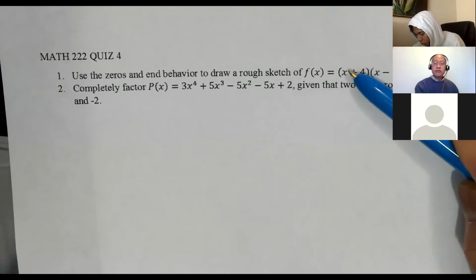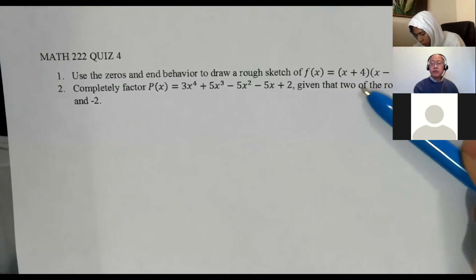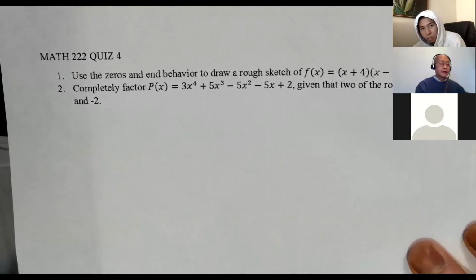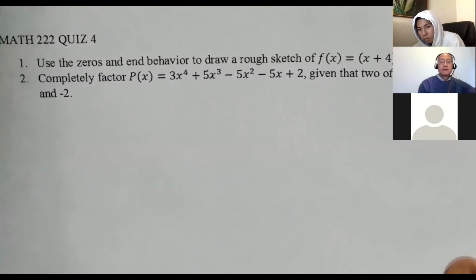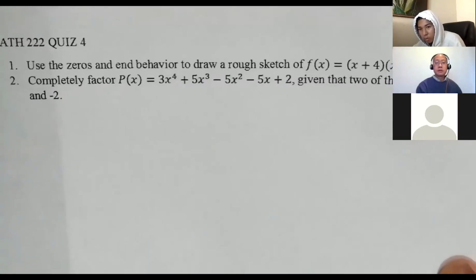And then graph what happens in between. And a hint is all of these are multiplicity 1. So do you recall what happens when we have a multiplicity of 1, right? So I've practically given you the answer for number 1. Whoops, let me get this thing in focus.